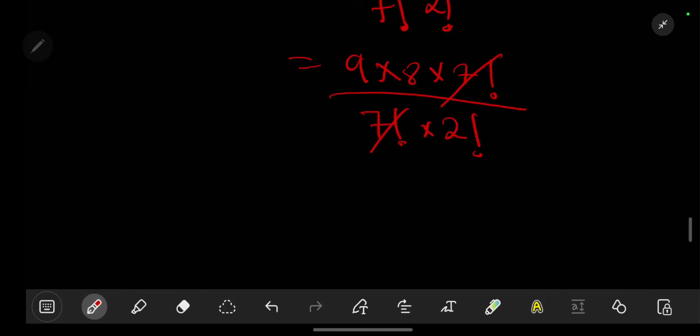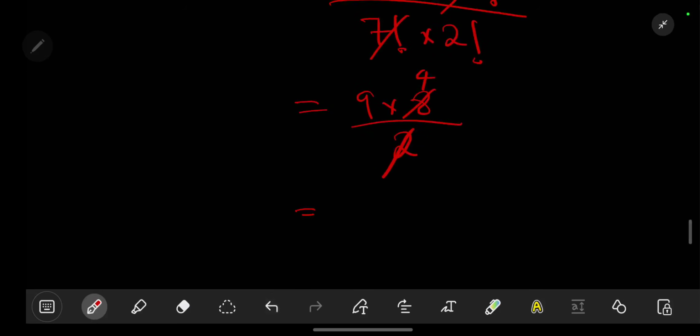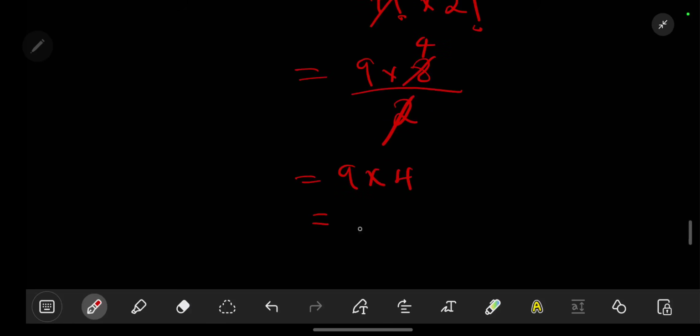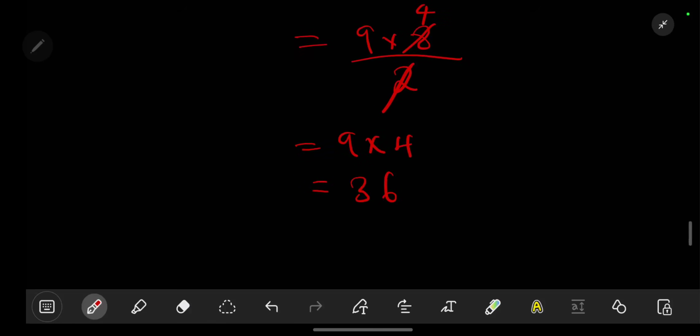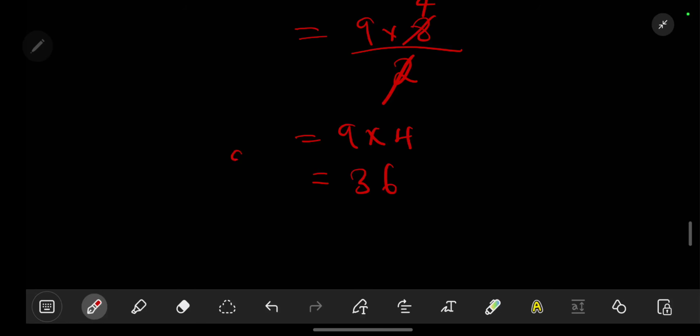This and this cancels. We are going to have 9 times 8 over 2 factorial is 2. So we are going to cancel, not there but here. We have 4. So our 9 times 4 will give us a value that is equivalent to 36. So that is the value for our 9 combination 2, which is the same as our 9 2.